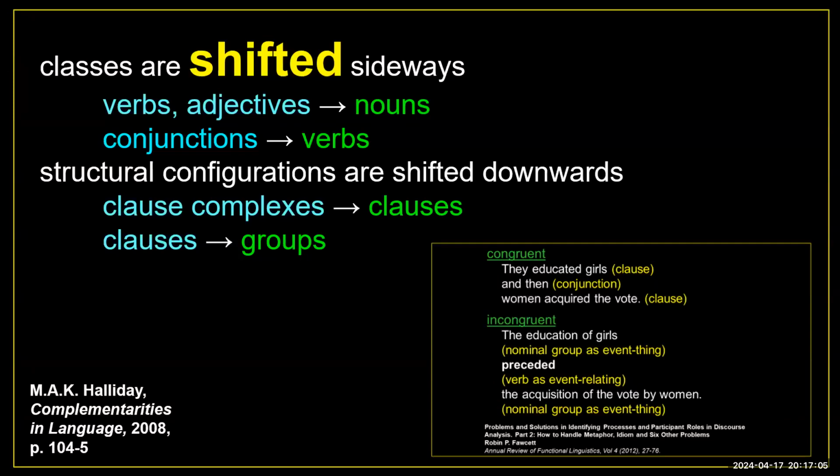And so what we see in scientific text is verbs and adjectives becoming nouns, conjunctions becoming verbs, simple clauses coming from clause complexes. So instead of they educated girls, a clause related by a conjunction to another clause, we have a nominal group, a noun phrase related by a verb, preceded. This is the language of academic writing. It's the language of scientific writing.